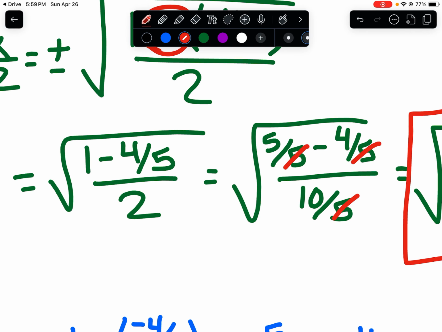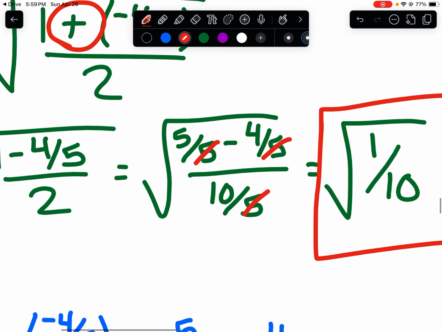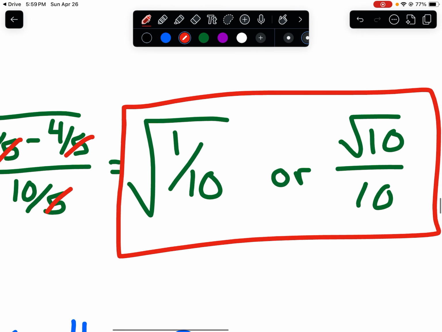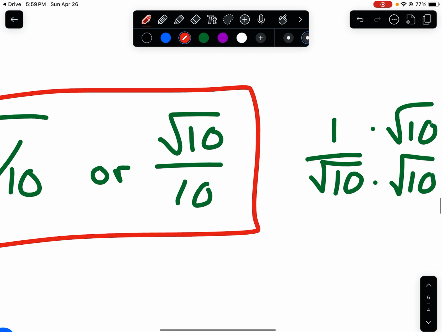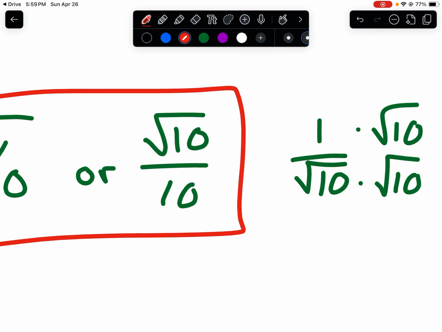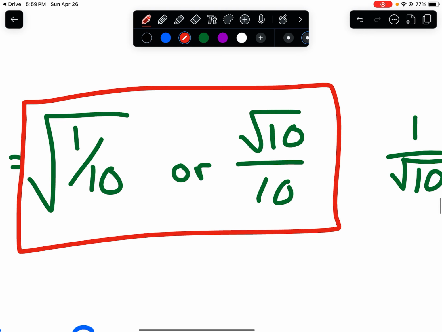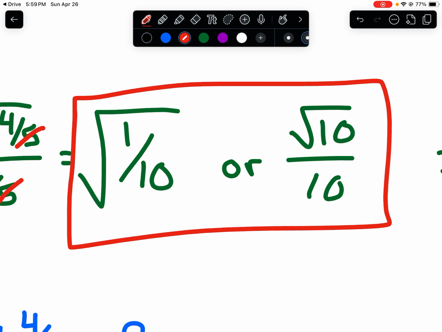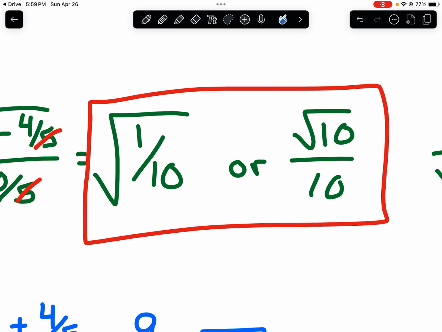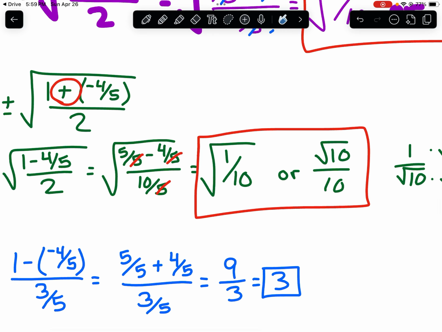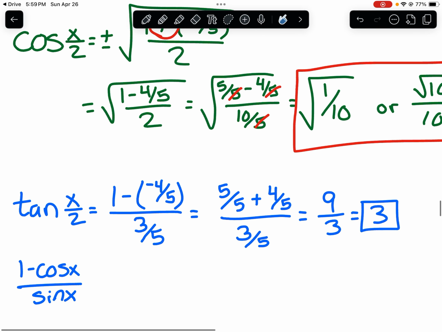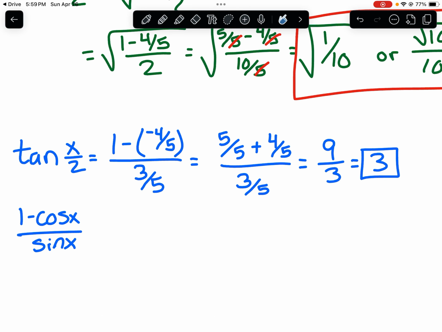Again, I can get a common denominator of 5 to cancel all those things, and it's just instead of 5 plus 4 to get the 9 that we had in our sine answer, it becomes 5 minus 4 over 10, which is 1 over 10. Again, if you want to leave it like that, or if you want to take the square root of 1 as 1 over root 10, rationalize and get root 10 over 10, either one of those answers is perfectly fine by me. Okay.